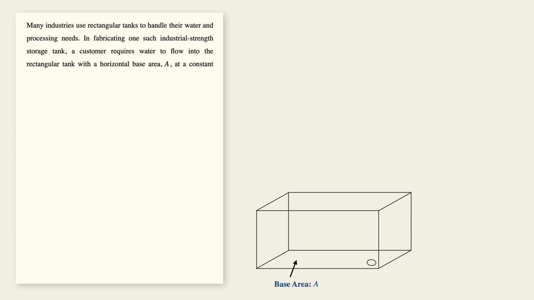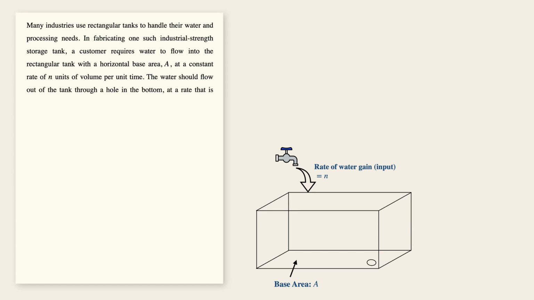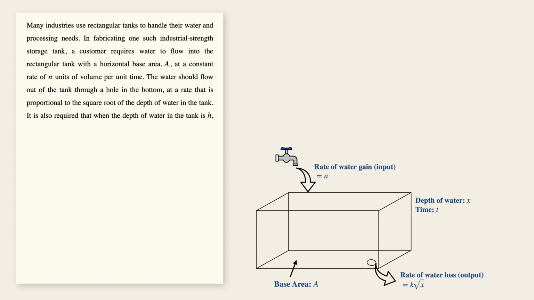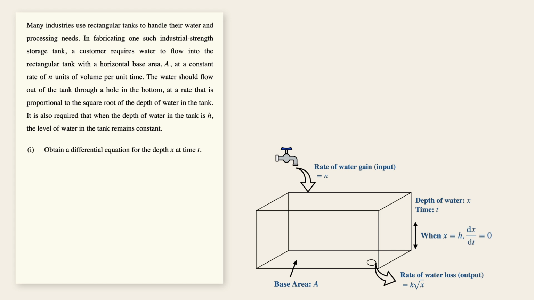Water flows in at a constant rate of n units of volume per unit time. The water should flow out from the bottom of the tank through a hole at a rate proportional to the square root of the depth of water in the tank. It's required that when the depth of water is h, the level of water in the tank remains constant. So we are to obtain a differential equation involving the depth x at time t.